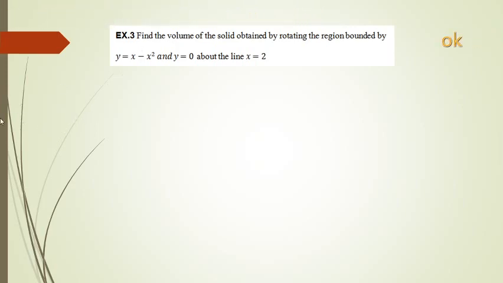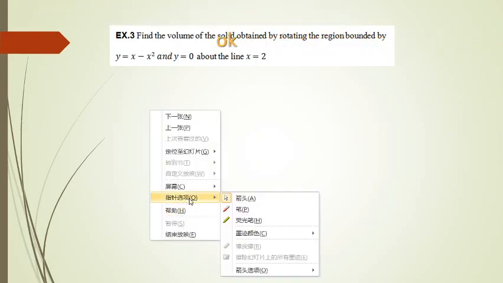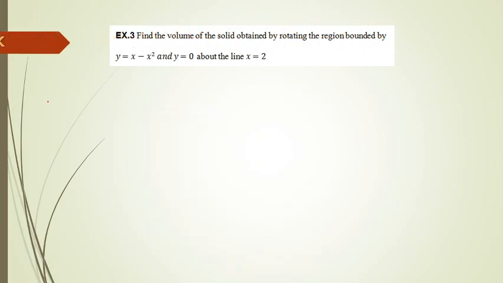Okay, let's continue with example 3. Find the volume of the solid obtained by rotating the region bounded by the parabola y equals x minus x squared and y equal to 0, then rotate about the vertical line x equals 2. Let's draw the region first.